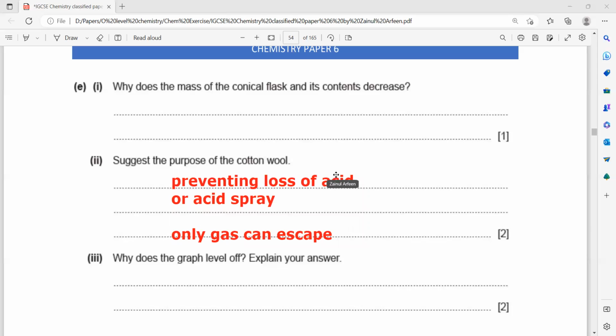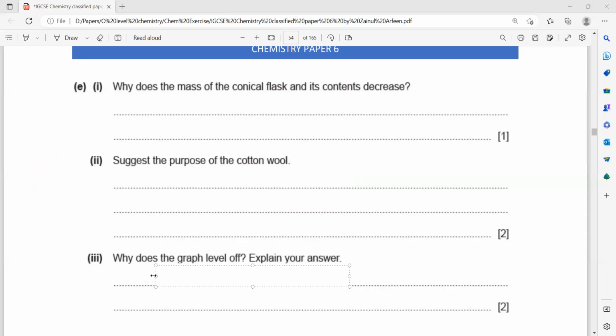Why does the graph level off? Explain your answer. No gas is being produced as the reaction has stopped, because the limiting reagent is used up, or the hydrochloric acid was used up. So acid used up, limiting reagent used up, reaction stops.